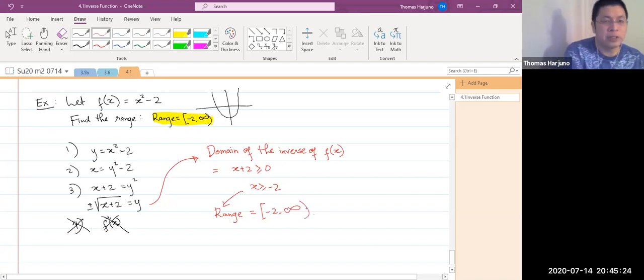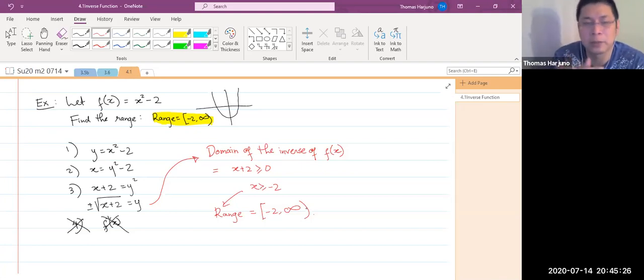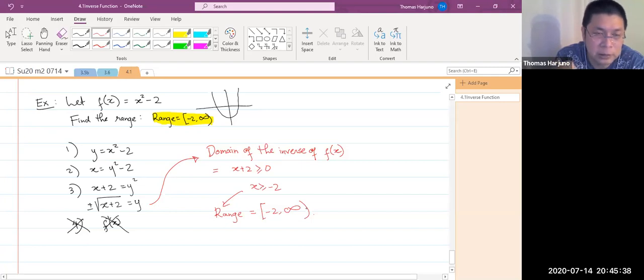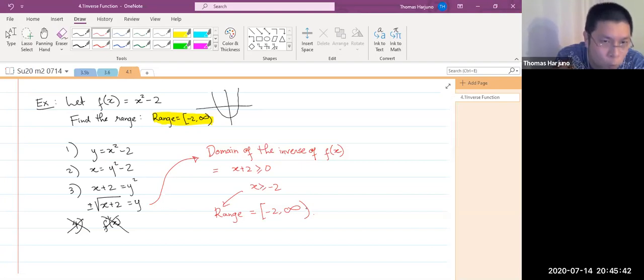Okay. Now, the reason I taught you these 4 steps is that we can use the same procedure to find the range of a function by looking at the inverse. And the inverse doesn't have to be a function. You don't need to finish to step 4 to find the domain of that inverse. Even if the inverse is not a function, you can still find the domain of that inverse, which implies the range of the original function.